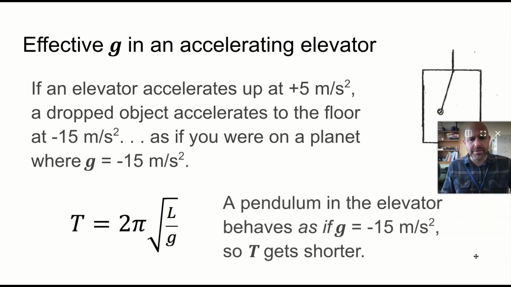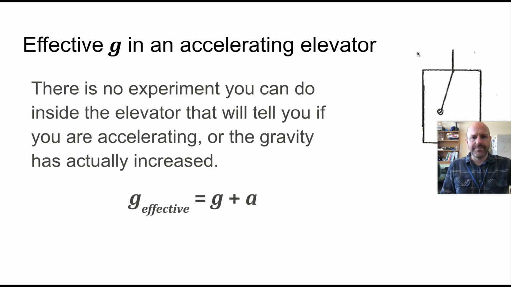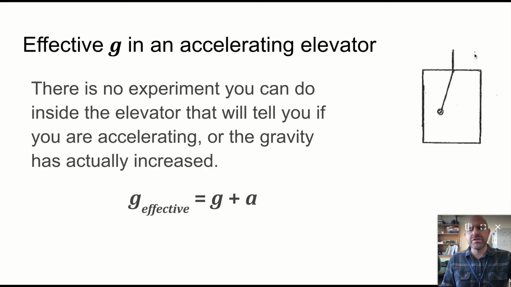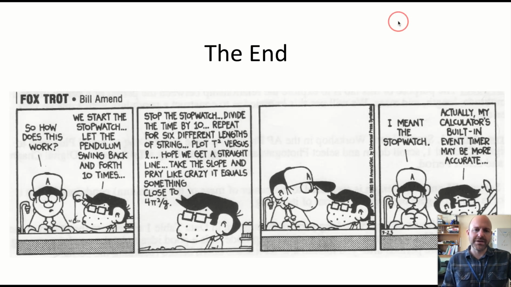And so we could use our formula and use this effective g, what it appears g is doing, and the period would be faster. And that makes sense because basically what you're doing is pulling up on that pendulum, making the tension even bigger than it normally would be as it swings through, causing it to swing faster. There's no experiment you can do that will tell you whether you're actually in an elevator accelerating or if there's actually a different g. Of course, knowing that you're on the planet Earth would tell you, but you can't tell that just by using a device. So that's the end there.